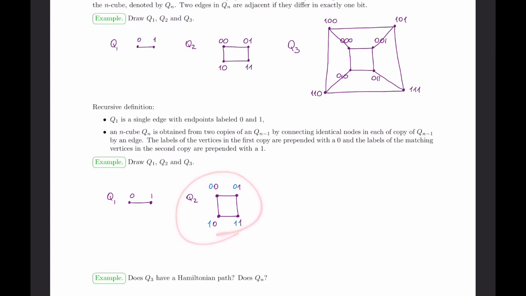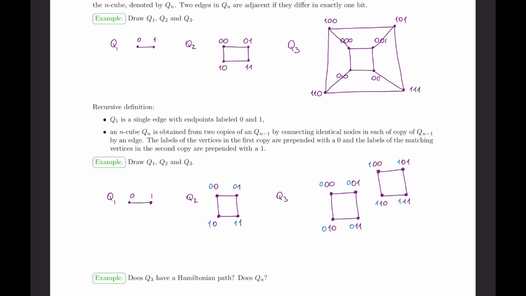So let's try it again on this copy. Okay, so what I'm going to do is, well, actually, let me just redraw it. So for Q3, I'm going to take a copy of Q2. So 0 0, 0 1, 1 0, 1 1. I'm going to take another copy of Q2. I'm going to draw it differently this time just to show a slightly different visual representation. Okay, so exact same thing. I'm just taking copies. In the first copy, I'm going to prepend everything with 0. And in the second copy, I'm going to prepend everything with 1.